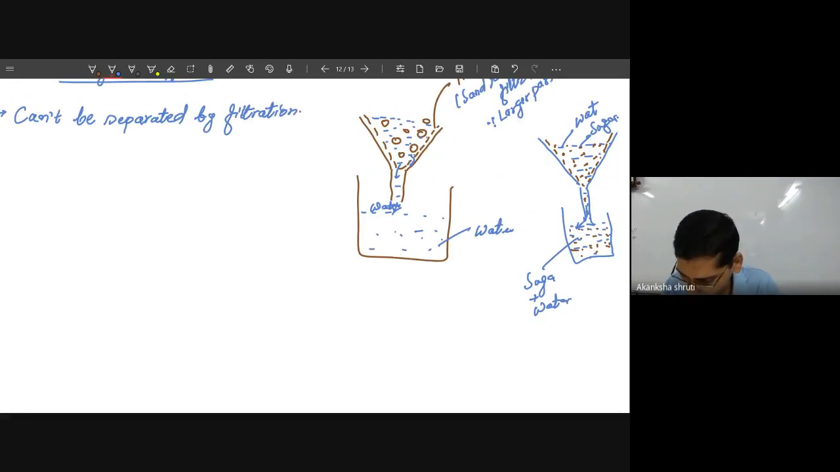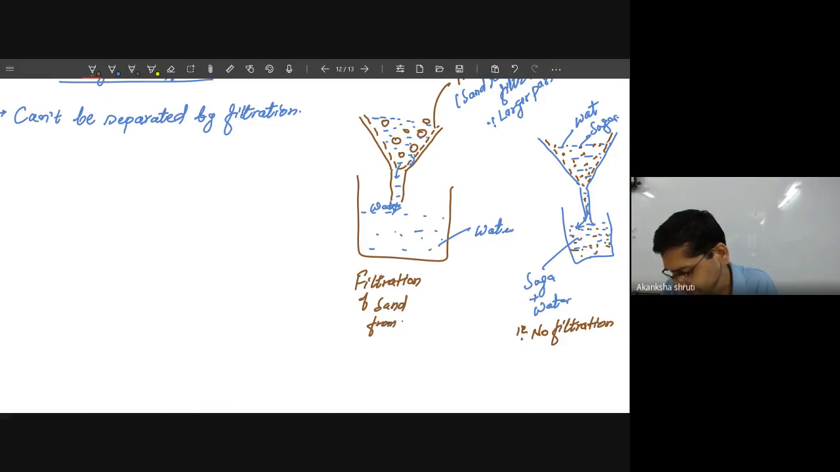So this was where filtration is possible. Here, no filtration. Filtration means separation of their constituent particles. So filtration of sand from water means they can be separated.